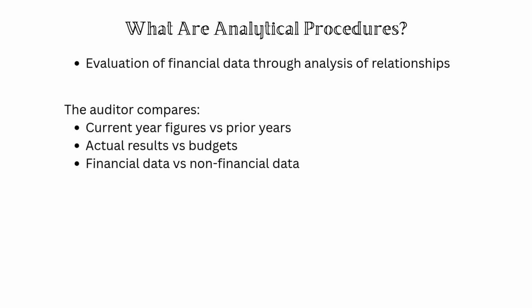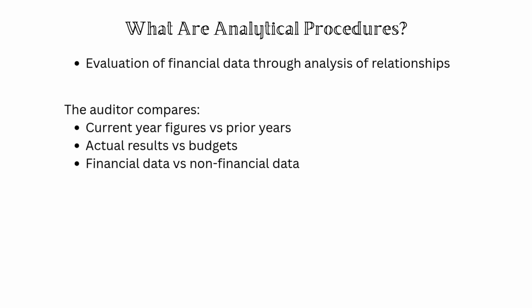First of all, analytical procedures involve the evaluation of financial information through analysis of plausible relationships. In simple terms, the auditor compares current year figures with prior years and actual results with the budgets, and also financial data with non-financial data. As a result, the auditor identifies unexpected fluctuations or inconsistencies.